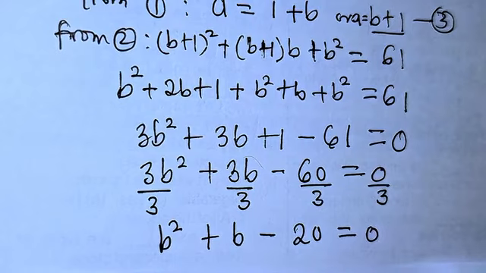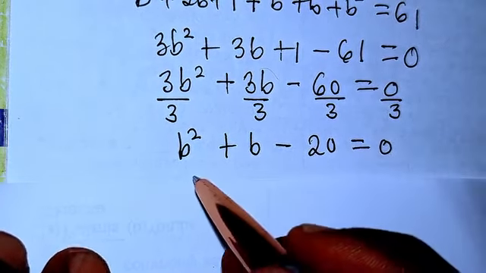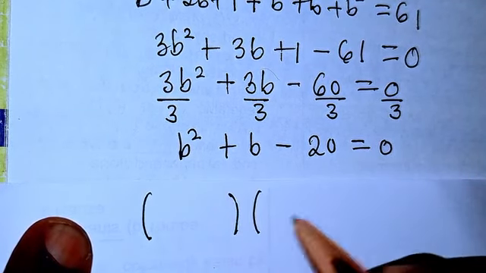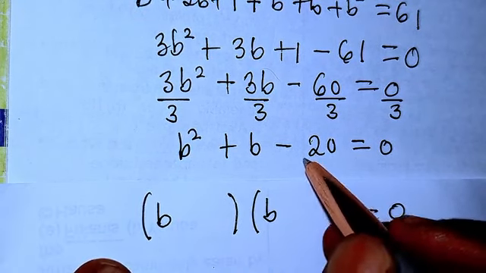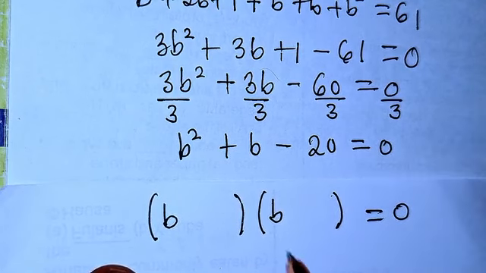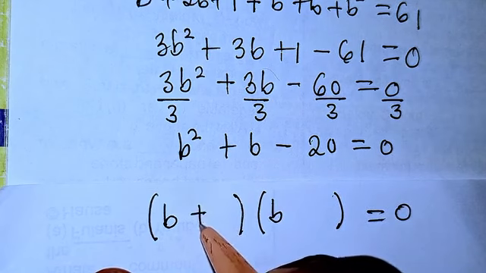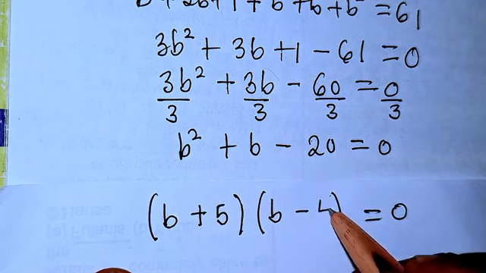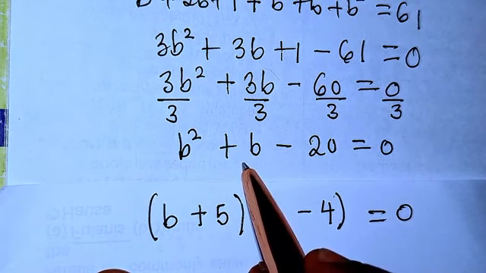So now this quadratic equation is going to be like this, equals 0. Here we have b, and here we have b. Look for the two factors that when you multiply them together, you're going to have minus 20, and when you add them together, you're going to have plus b. That is plus 5 and minus 4. Plus 5 times minus 4 gives minus 20, and plus 5 plus minus 4 gives the one in the middle.